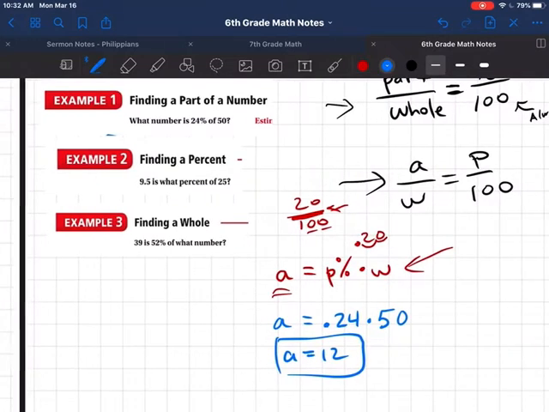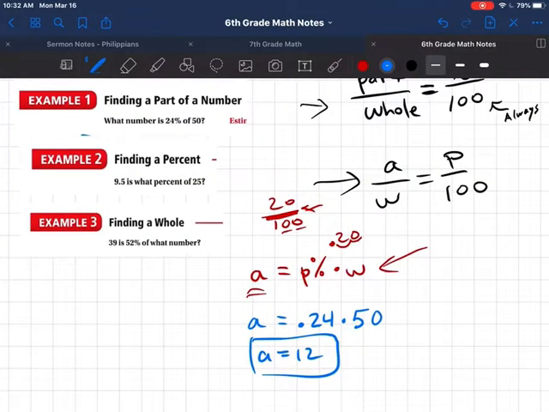Alright, simple enough, right? Alright, finding a percent. Basically it's all about what is my variable. So the variable here, finding a percent. What is the percent? So what's going to be the variable? The percent, right? So A equals P, let's just call it P times W, okay? A, they give us, is 9.5. 9.5 is what percent of 25, right?